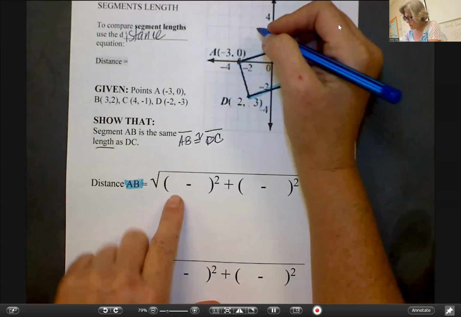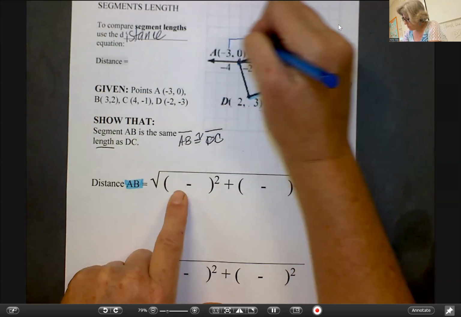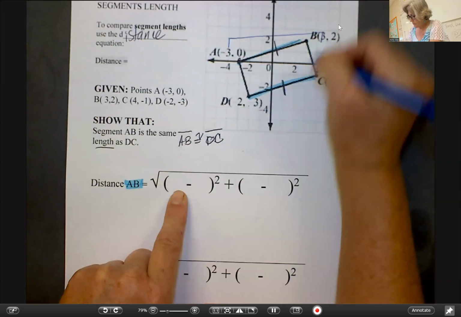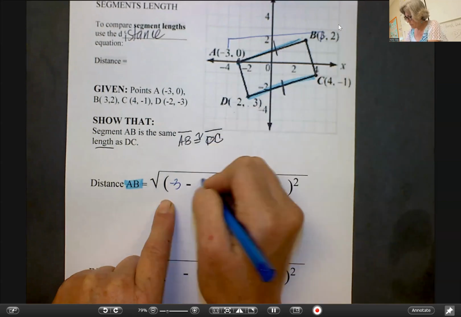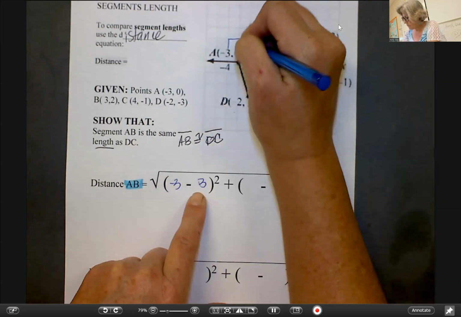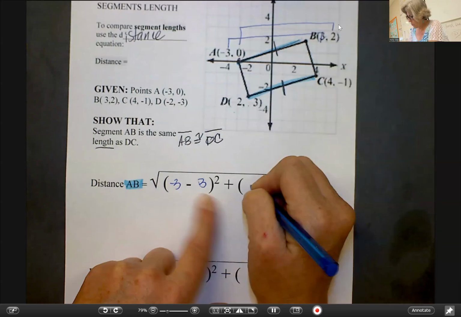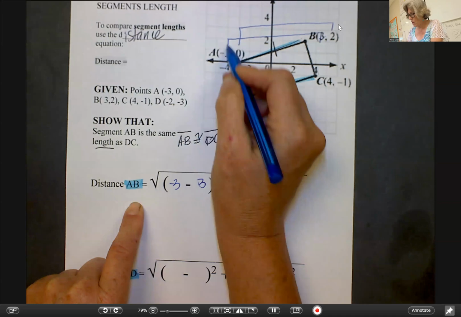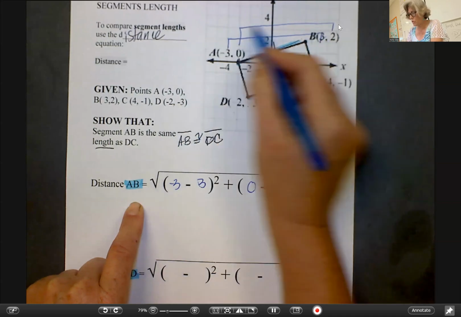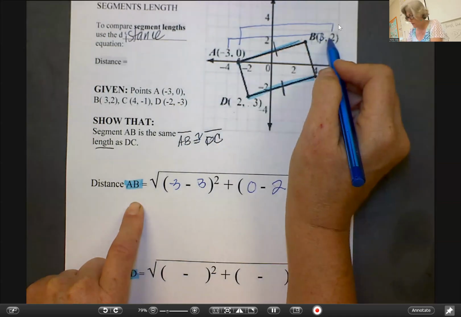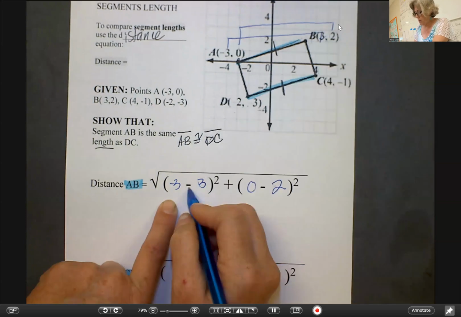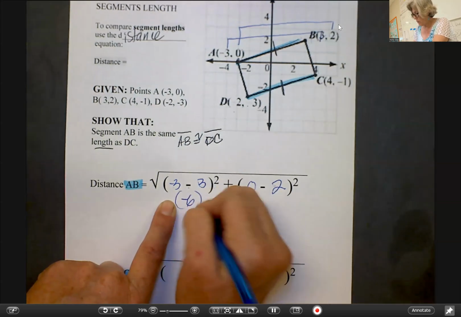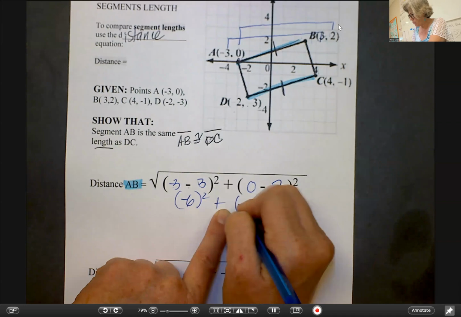Notice I'm going to connect. This is x to x, y to y, x to x. I want to see those lines, x to x, y to y. I want to see those connections, please. -3 minus 3, that's -6. We're squaring that. And it's -2, squaring that.